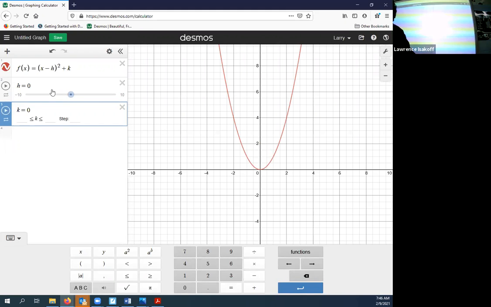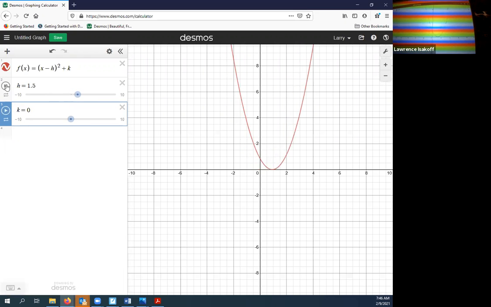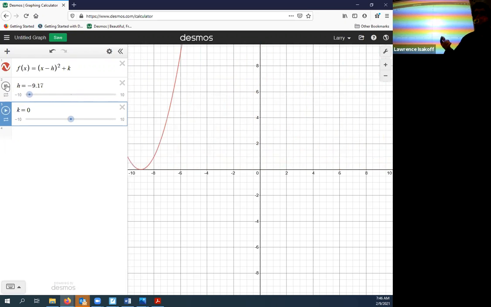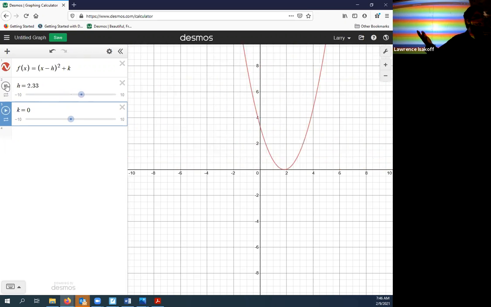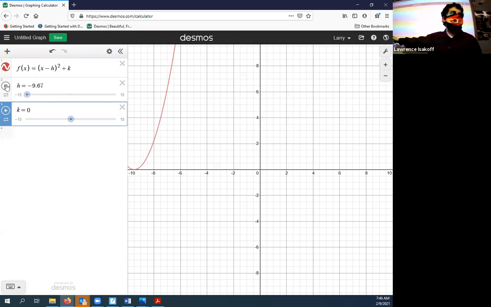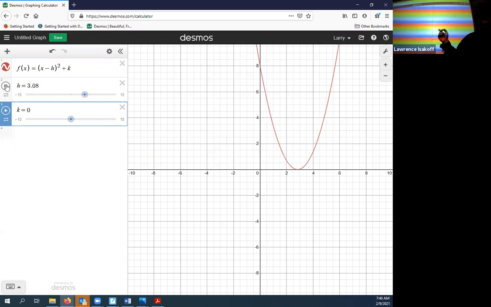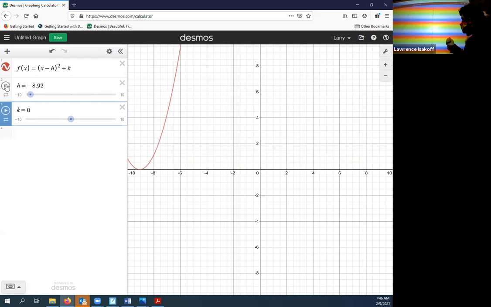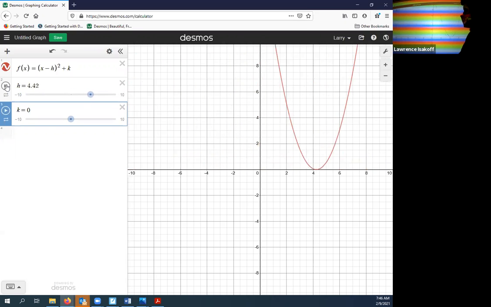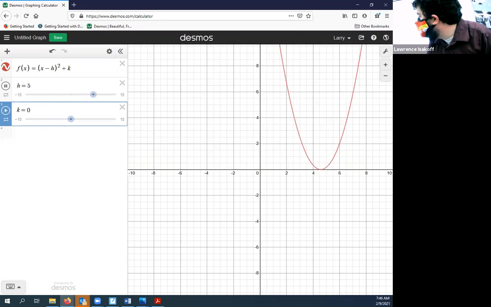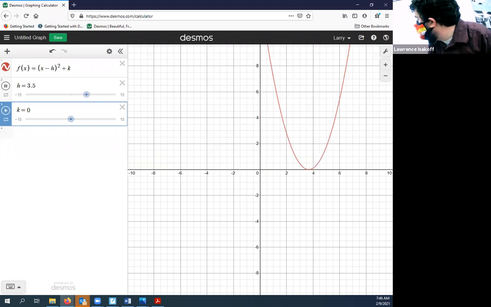Watch, H is going to move things left and right. Because it says minus H, that means it moves in the opposite direction. So if it's a positive, like X plus some value, the positives are actually going to be on the left side. The negatives will actually move it to the right. So if I say X minus 4, that H value is 4, it will move to the right, sorry.